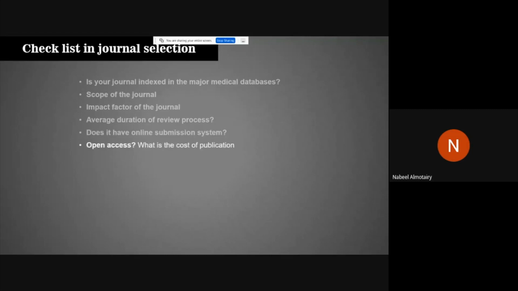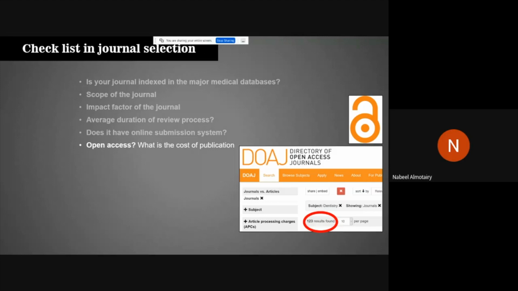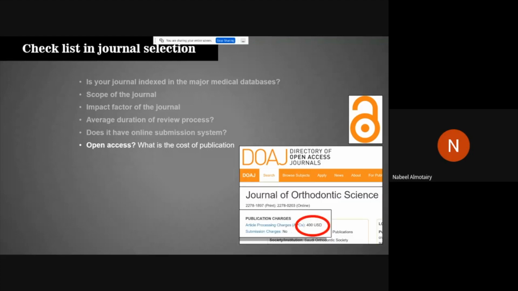And also one factor is whether the journal is open access or not. I think open access journals are good because they offer more accessibility for your articles, and then maybe you will have more citations. But it's also important to check the cost of publication because sometimes it's really costly. You could do that by going through DOAJ. You could write the journal name and search, and then you could see the amount of money that they request for publishing your article.